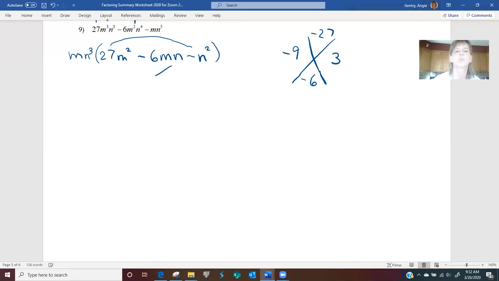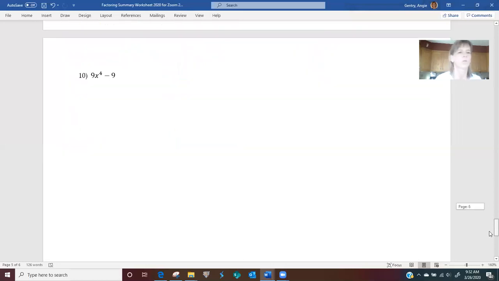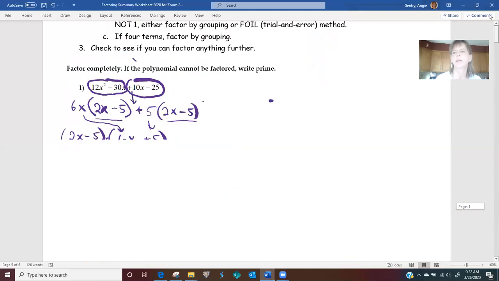So what do you do? You split the middle and you do just like in the last one. Don't forget this as part of your final answer, right? And you're going to end up with something like this after you do your factoring by grouping steps. And I think if this is it, hang on a minute. For now, yes. So I think that'll do for now.